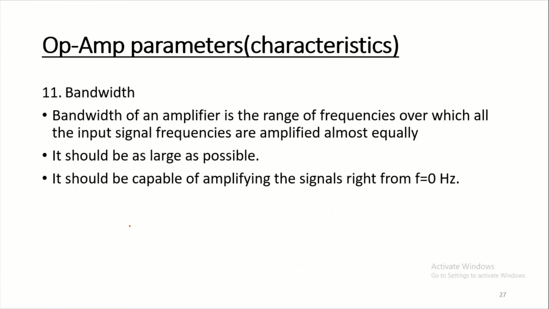Next is bandwidth. The bandwidth of an amplifier is the range of frequencies over which all the input signal frequencies are amplified almost equally. The bandwidth of an op-amp should be as large as possible. It should be capable of amplifying signals right from f equal to 0 Hz. In other words, its frequency response should extend right up to 0 frequency. Thus, the gain of an op-amp should be constant from 0 frequency, meaning DC signal, to infinite hertz.